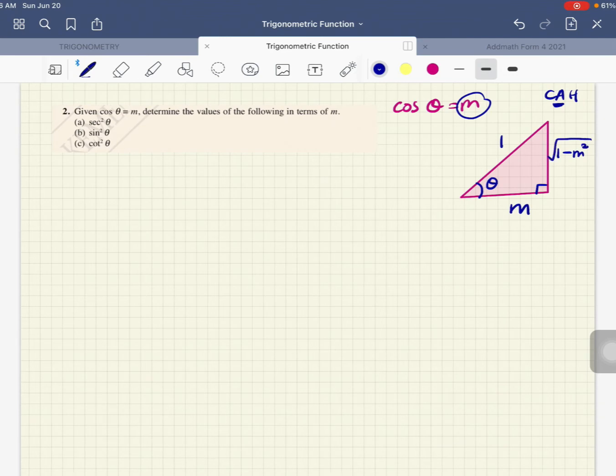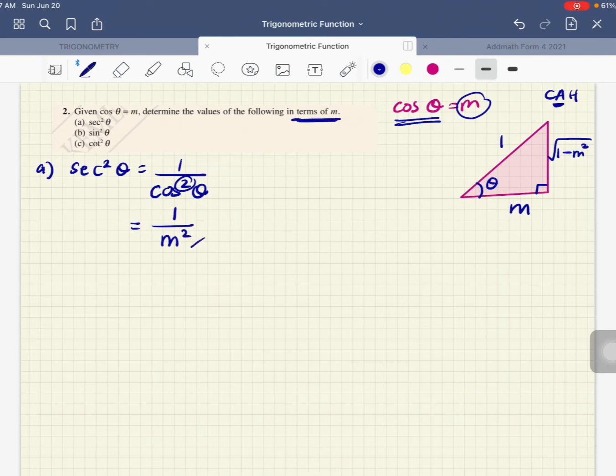As easy as that. Now let's continue to solve question number 2, because we have all the sides, so we can solve this question. That's why in this kind of trigonometric function question, you must draw the right angle triangle. If not, it will not help you to solve these kinds of questions. Okay, so secant squared theta means we have 1 over cos squared theta. Because we have cos theta here, this is 1 over m, and because this is squared, we have m squared. So 1 over m squared is the answer for secant squared theta.